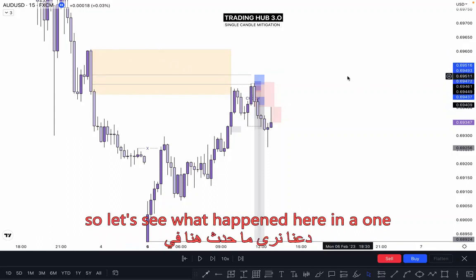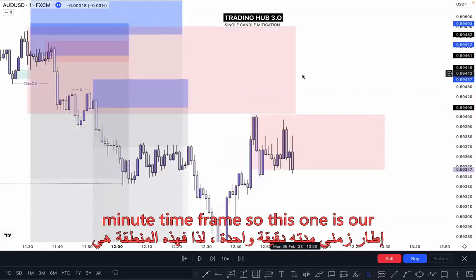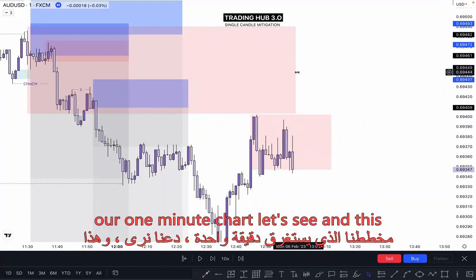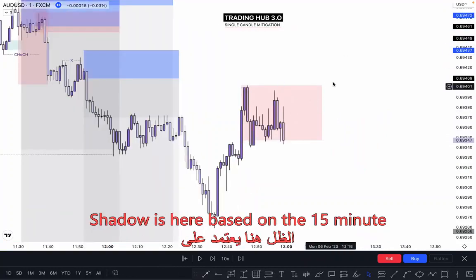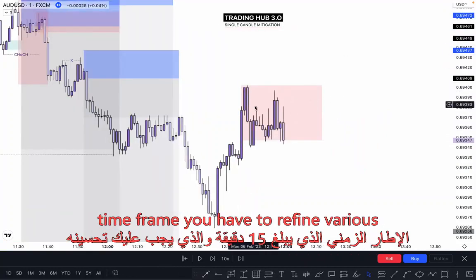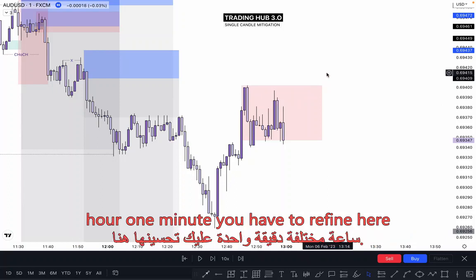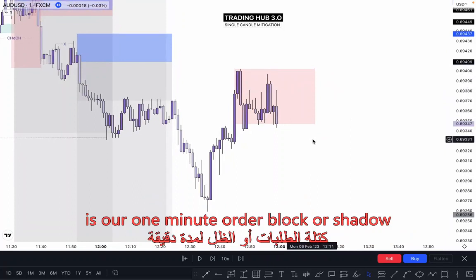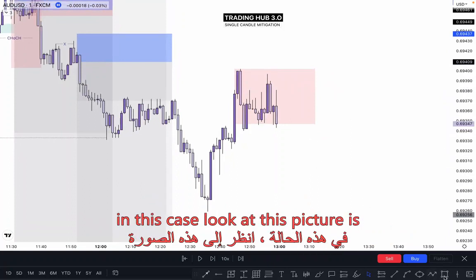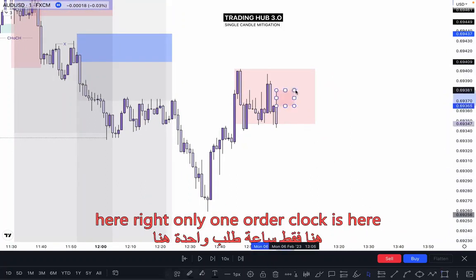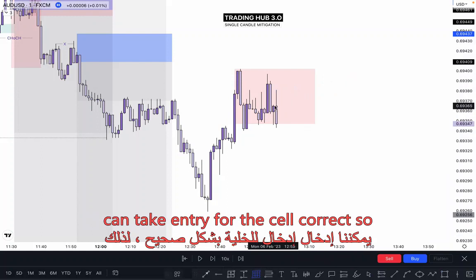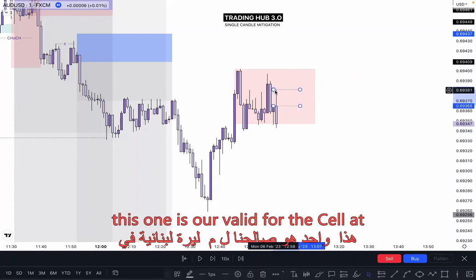So let's see what happened here in the 1 minute time frame. This one is our refinement zone, and this one is our 1 minute chart. Let's see, and this shadow is here based on the 15 minute time frame. You have to refine where our 1 minute order block is. So where is our 1 minute order block or shadow in this case? Look at this picture, right? Only one order block is here that we can mark as a valid PY, where we can take entry for the sell, correct? So this one is valid for the sell at this point.